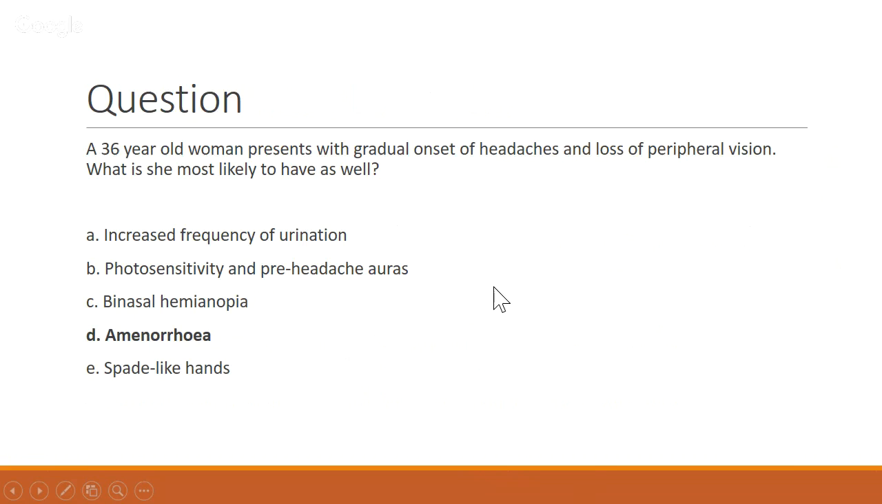Yes. All right. So we have a tricky question. The answer is not binasal hemianopia, because that means the loss of your medial vision. All right, so amenorrhea is the best answer here because the most common pituitary tumor is a prolactinoma. Yeah, I think this came out for our year. I don't remember which exam.